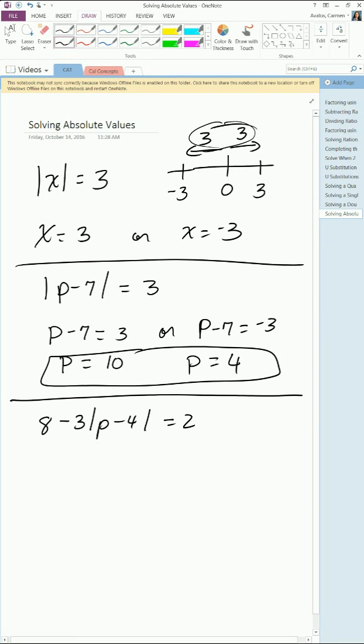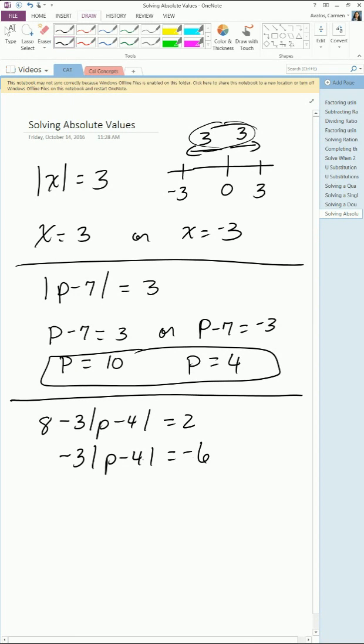So in order to do that, what you want to do is move the 8 over. So you're going to have negative 3 times the absolute value of p minus 4 equals 2 minus 8. It's going to equal negative 6. And then you're going to divide.